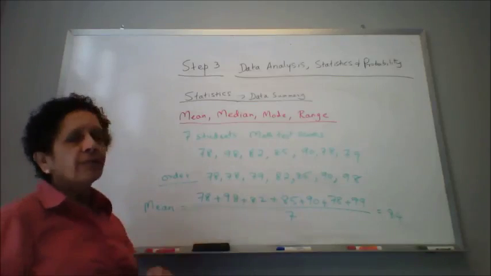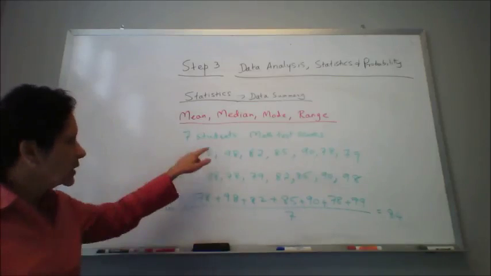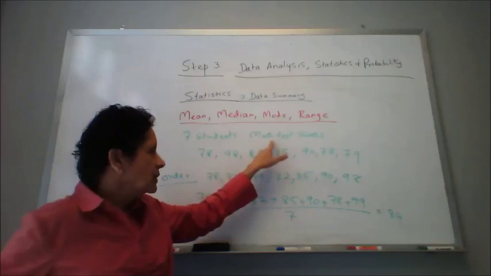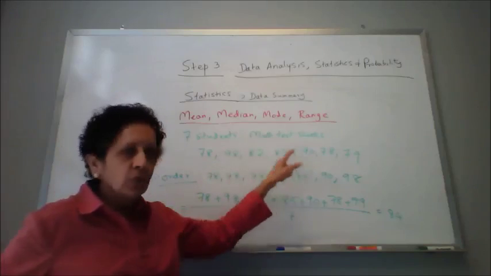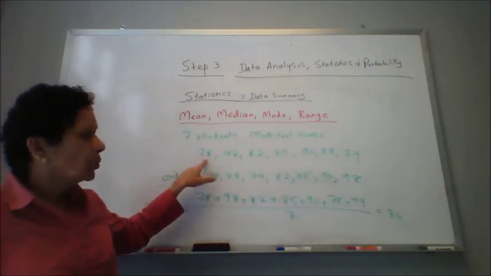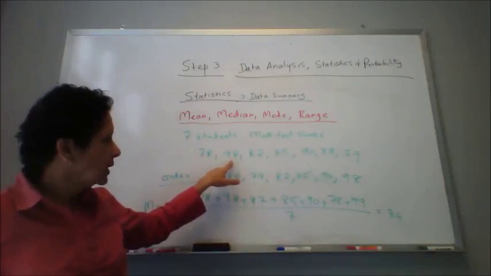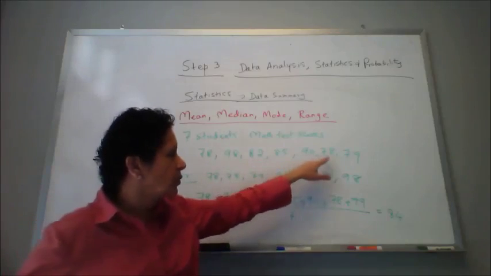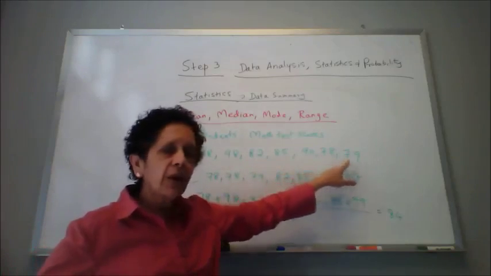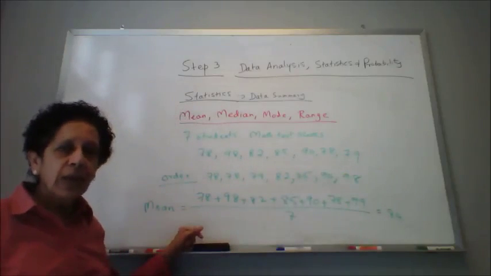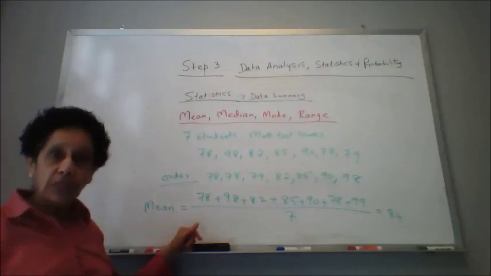So let's say that I've got a math class and I've got 7 students in my class, and for the last math test, these are the scores, okay, the 7 students. The first student got 78, the next student got 98, the next 82, next 85, next 90, next 78, next 79. So now you are asking me the question, hey, how is your class doing? Okay, how was the test?